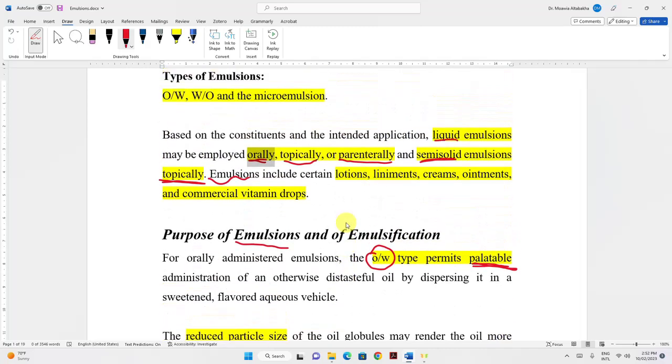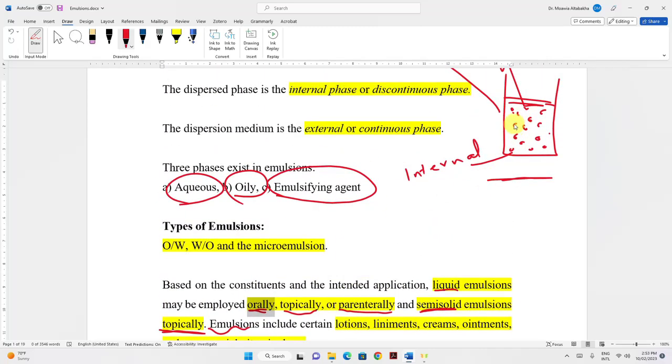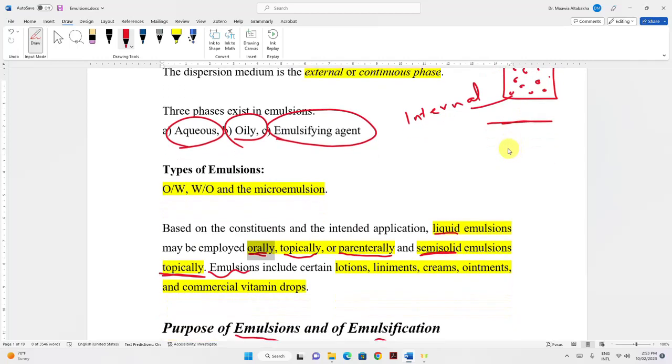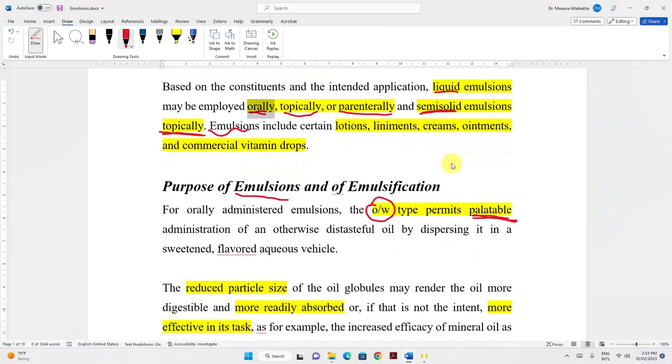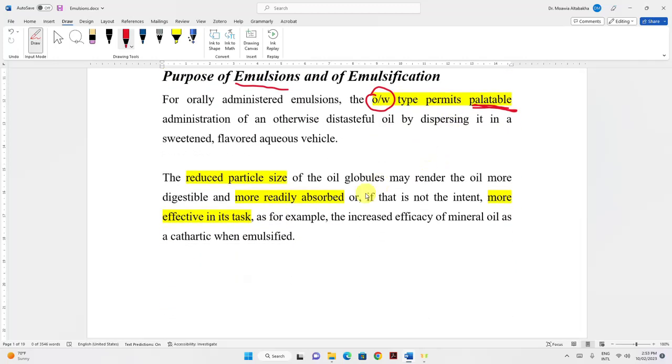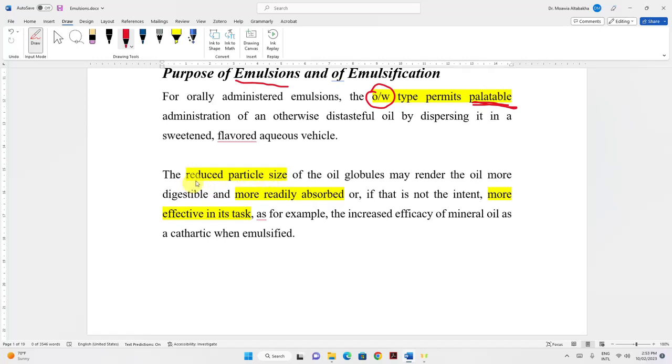Okay, another thing, if you look here, you will see that these globules are usually small. For example, half micrometer or 1 micrometer. It means I am converting the preparation, the drug, into small globules. And because I'm reducing the size, it will be more readily absorbed from the GIT.